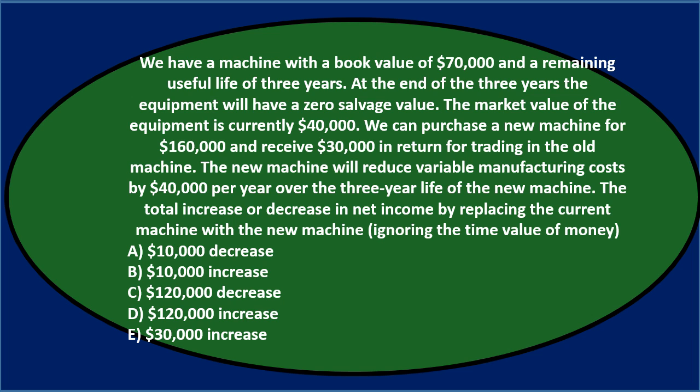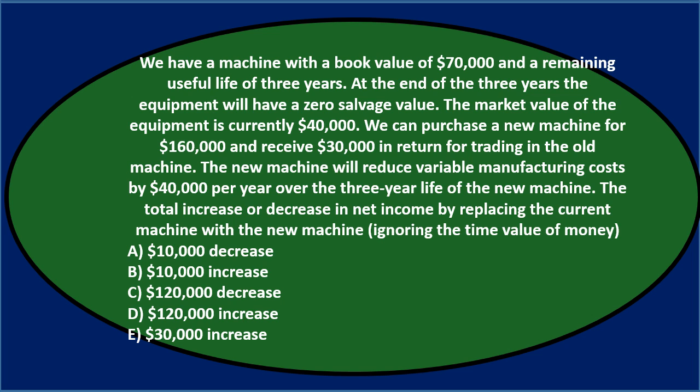First question. We have a machine with a book value of $70,000 and a remaining useful life of 3 years. At the end of 3 years, the equipment will have a zero salvage value. The market value of the equipment is currently $40,000. We can purchase a new machine for $160,000 and receive $30,000 in return for trading in the old machine. The new machine will reduce variable manufacturing costs by $40,000 per year over the 3-year life of the new machine.